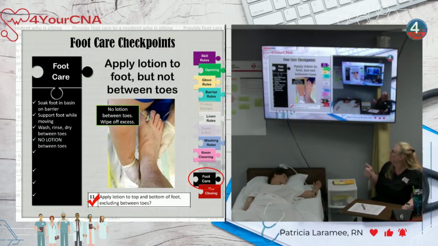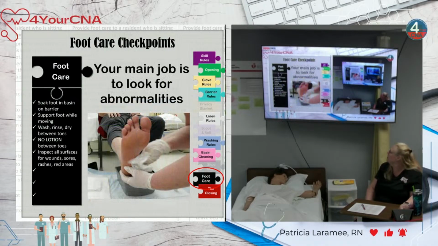Okay. We're going to put lotion everywhere except between the toes. No lotion between the toes. Lotion holds in moisture. Remember, your toes in between are going to be warm, body heat, skin folds. So no lotion between the toes. Everywhere else is good, but not between the toes. We don't want them to get athlete's foot.